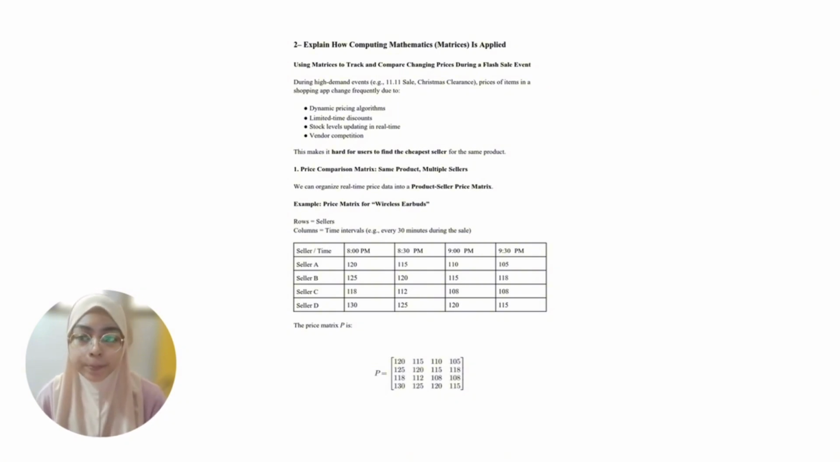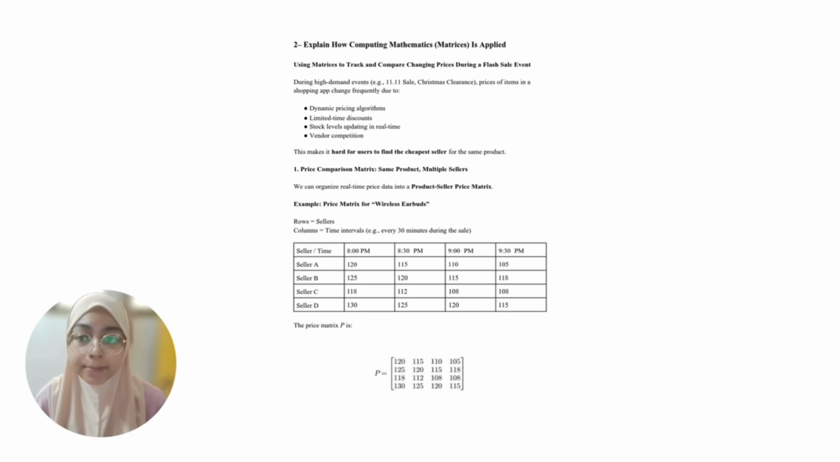a shopping application. During high-demand events such as 11/11 sales or holiday clearances, product prices in shopping apps change very frequently. These changes happen because of dynamic pricing, limited time discounts, stock availability, and competition between sellers. As a result, it becomes difficult for users to quickly identify which seller offers the cheapest price at any given time. To solve this problem efficiently, we can use matrices to organize, compare, and analyze price data.